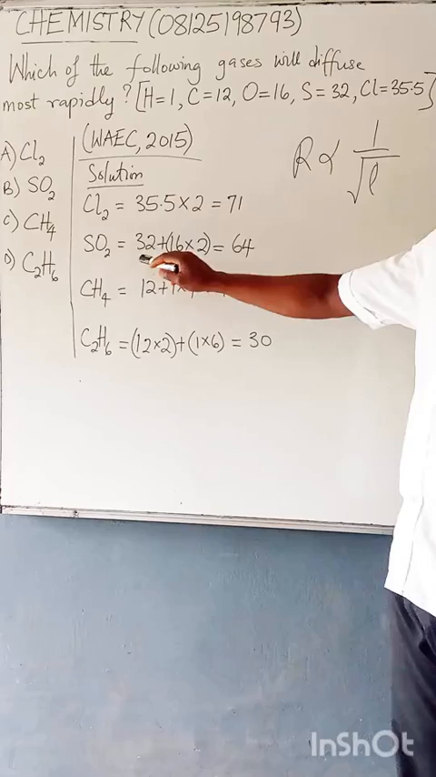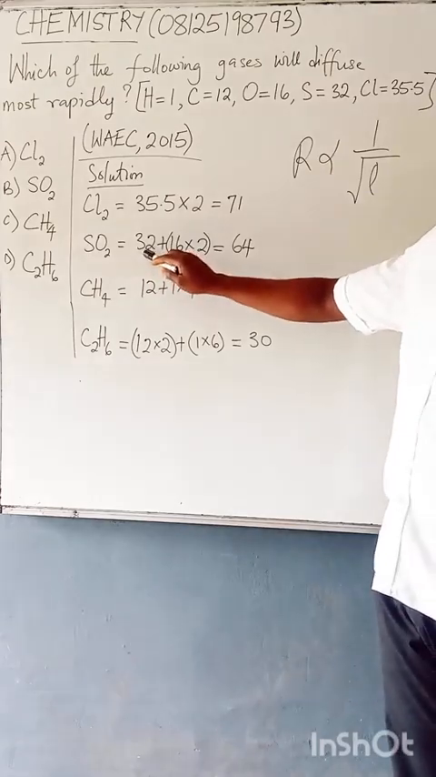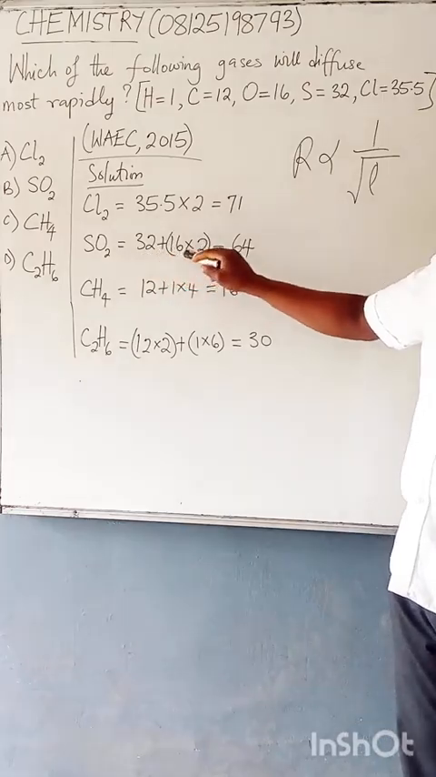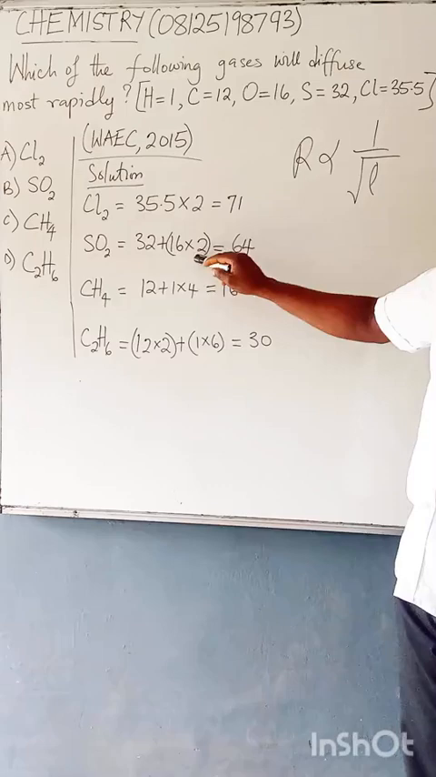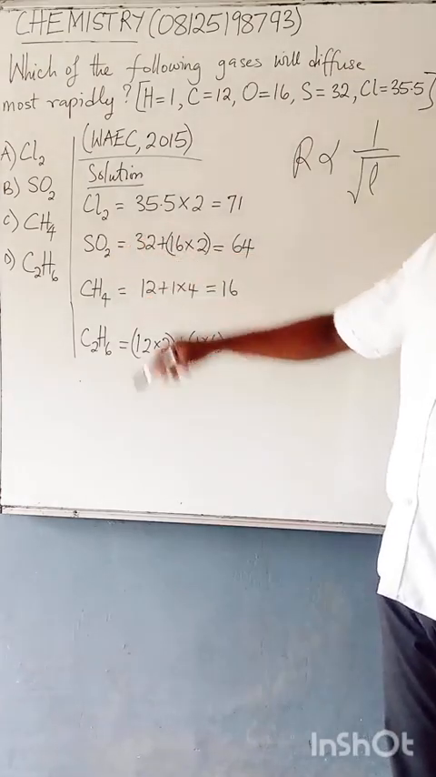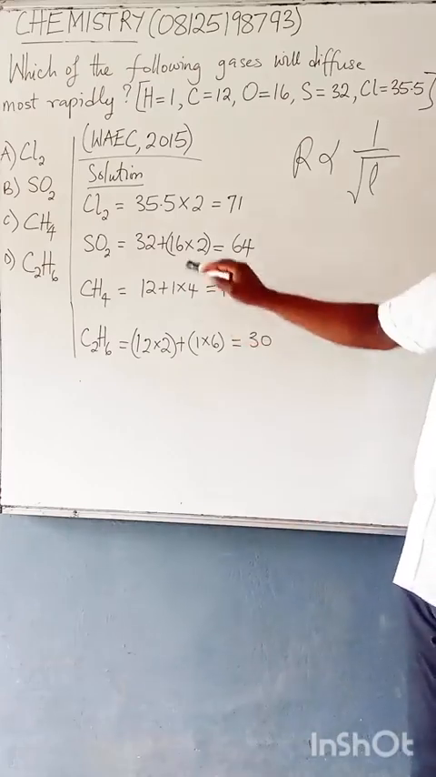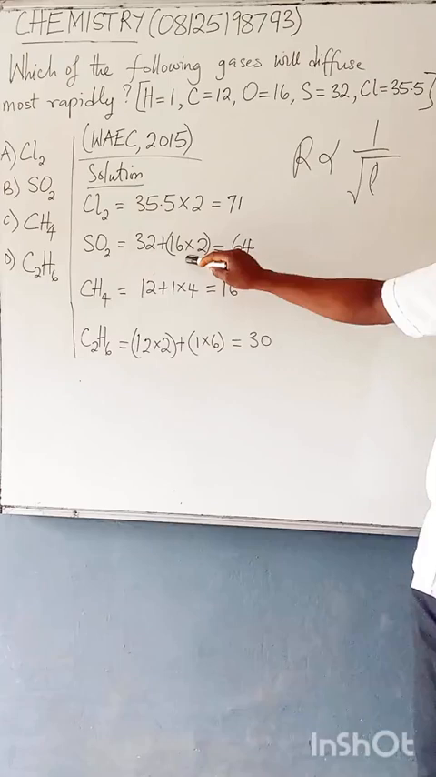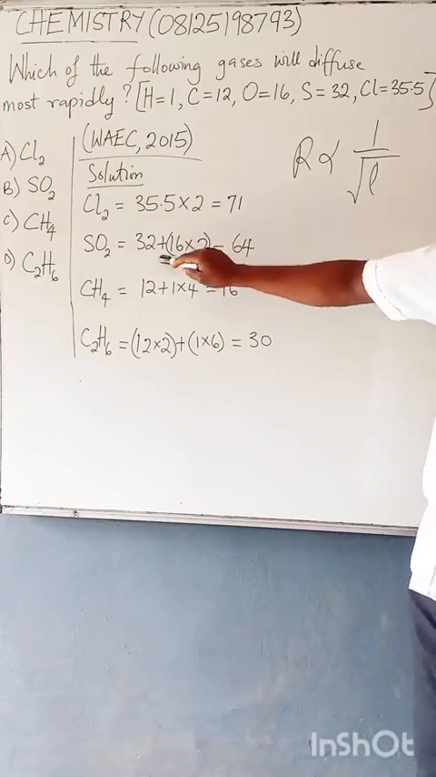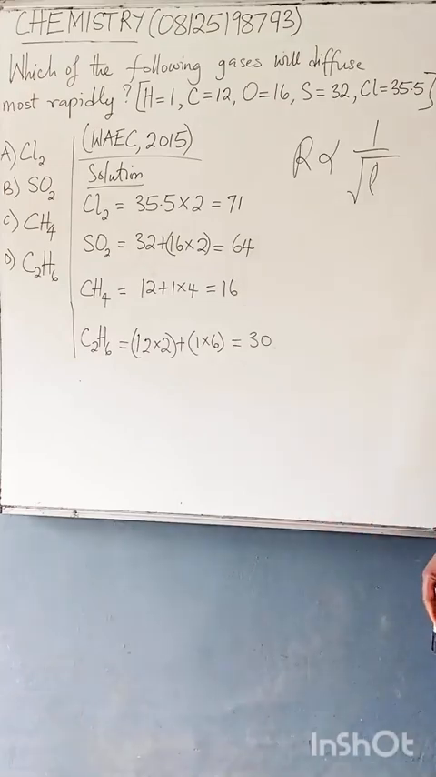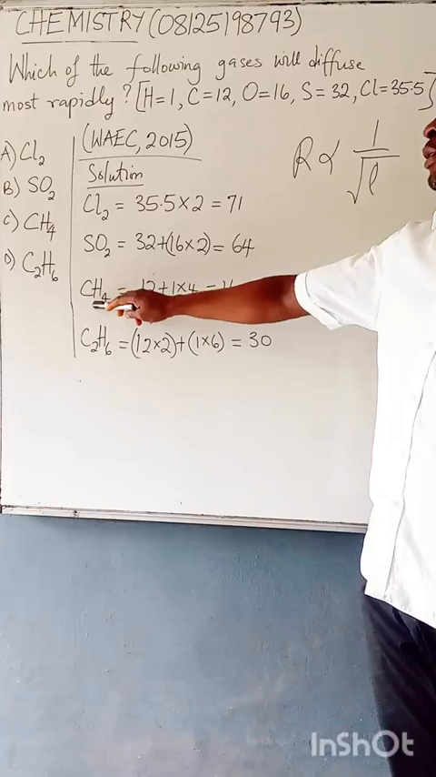SO2. That is 1 atom of sulfur, whose atomic mass is 32, plus 16 times 2. Do you know why we're multiplying by 2? Because there are 2 atoms of oxygen. Atomic mass of oxygen is 16. 16 times 2, what is it going to give us? 32. 32 plus 32, 64. Is that clear? Then we'll come to methane.